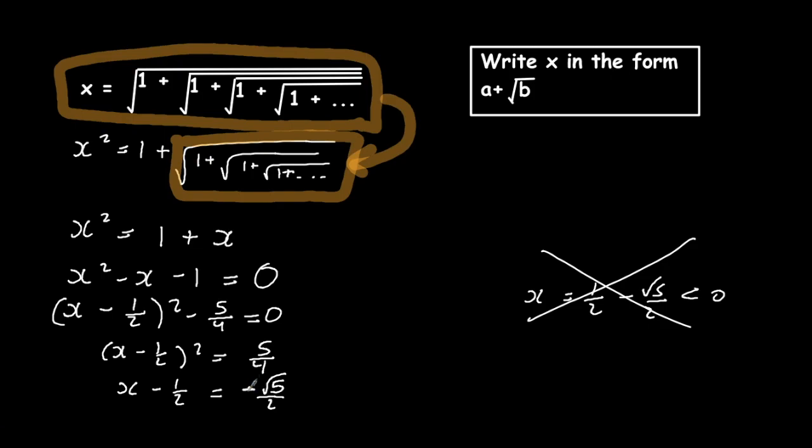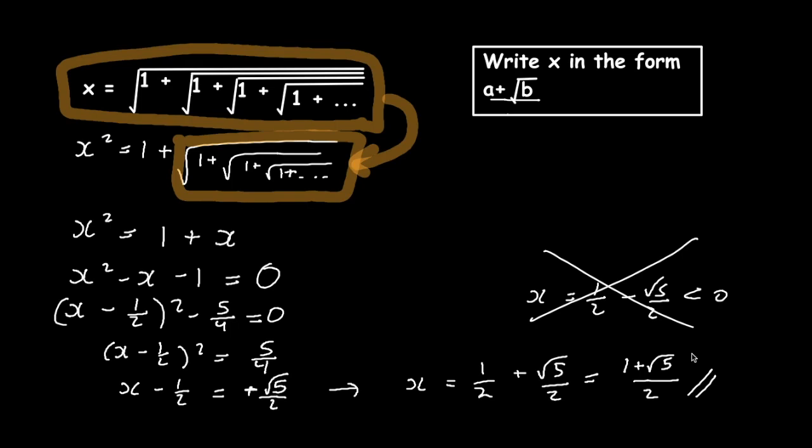So it's in fact just the positive one. And if I bring the half over, I get x is equal to a half plus root 5 over 2, which is then equal to 1 plus root 5 over 2. That's my final answer. This number is called the golden ratio, and it's very important in both mathematics and in nature.